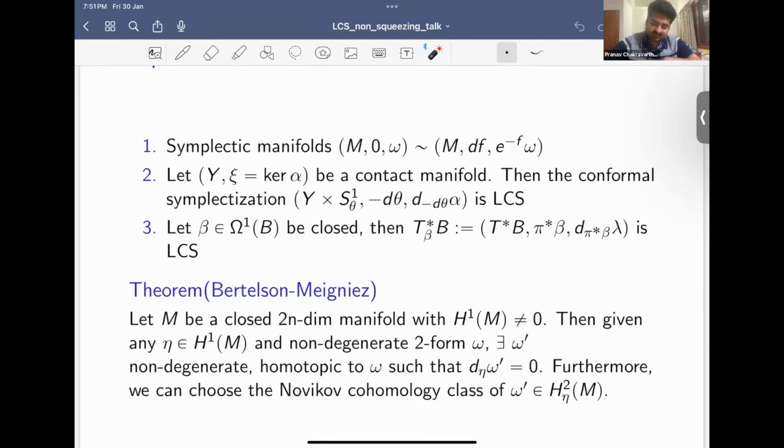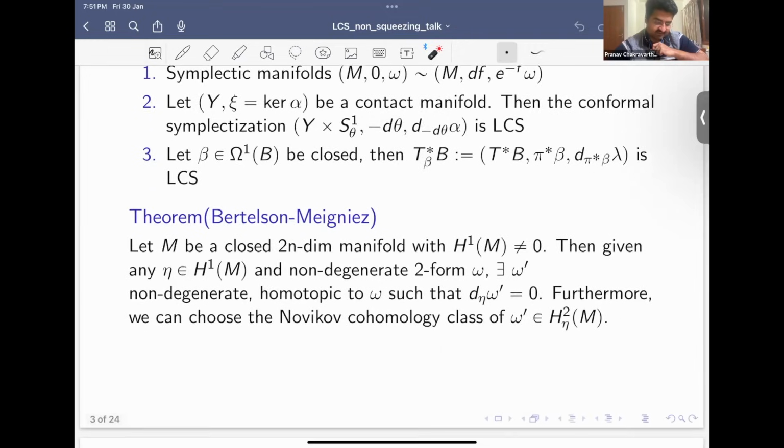And now you consider the conformal structure on the cotangent bundle given by taking the twisted derivative of the tautological one form instead of just the usual derivative. Okay, and this too is an LCS manifold. In fact, the second and third examples are Liouville, or what are called Liouville LCS manifolds, because there's a Liouville form that we take the twisted differential of.